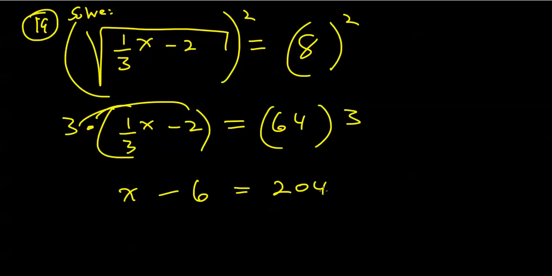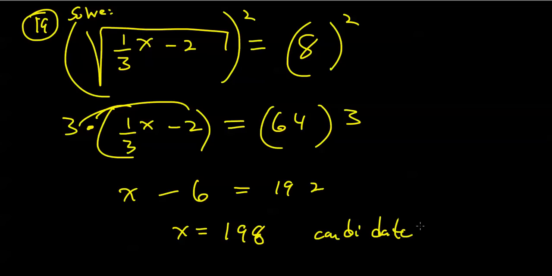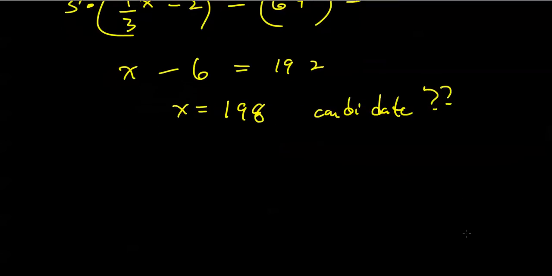3 times 4 is, hang on a minute. 3 times 64 is 192. Is it not? 3 times 4 is 12. Carry the 1. 3 times 6 is 18. 192. Looks good. So now I can easily solve for x. X is 198. Now remember, this is a candidate for solution. We must check our answer.